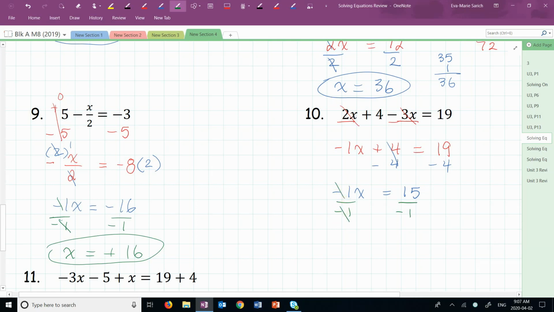And -1 divides by -1 to give you x all by itself. Positive divided by a negative is a negative, and 15 divided by 1 is 15.